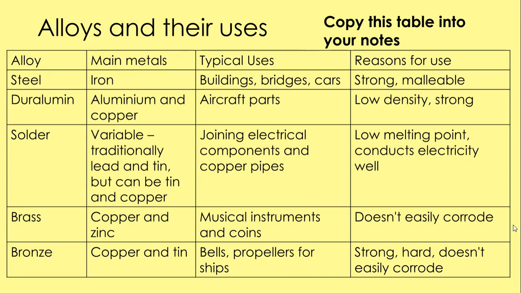We need to know the makeup of some of the alloys and what they're used for, so you need to copy this table into your notes. This is directly from the textbook, so you can also see it from there. I'm not going to read that whole slide out, I'm just going to point out a few things. The important thing here is the link between the use and the reason for the use.